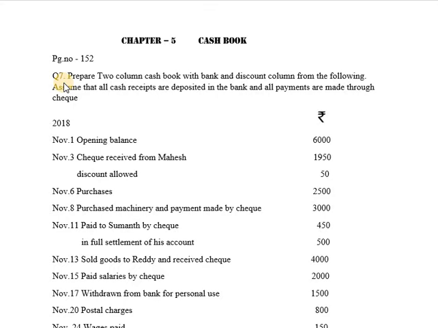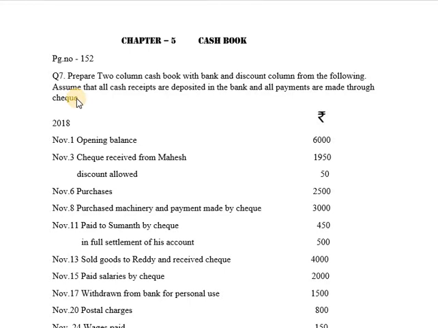In this video, I'll be explaining the chapter Cash Book, chapter 5 for intermediate first year students for Telangana State Board of Intermediate Education. Let us have a problem. Page number 152, question number 7. Prepare 2-column cash book with bank and discount column from the following. Assume that all cash receipts are deposited in the bank and all payments are made through check.